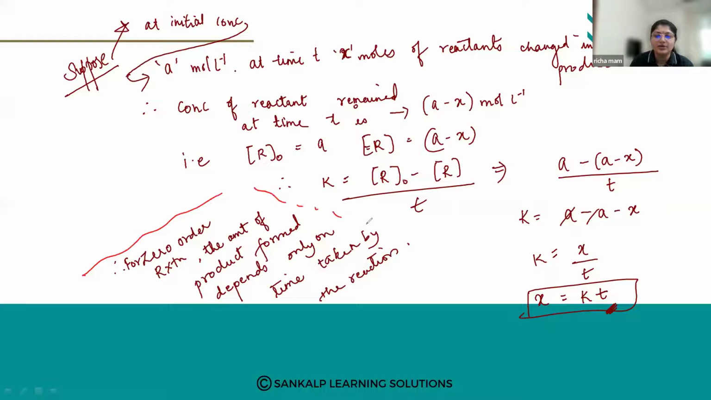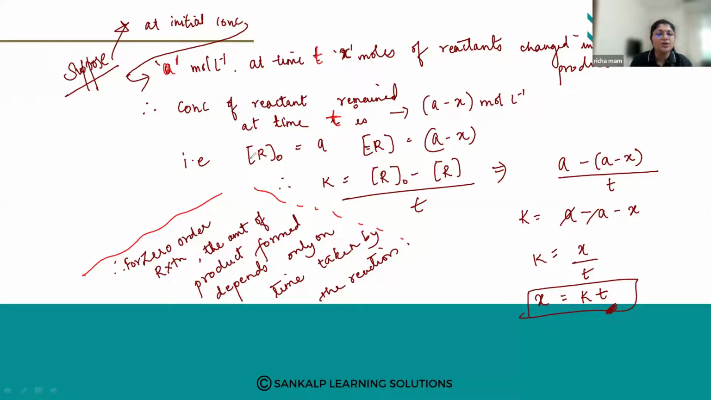Remember this. If we consider the initial concentration of a reactant as A mole per liter, after some time T, some amount, that is X moles of reactant, is changed into product. So how do we calculate the concentration of the reactant after time T? It is A minus X: initial minus the amount of reactant consumed into product, so A minus X mole per liter.